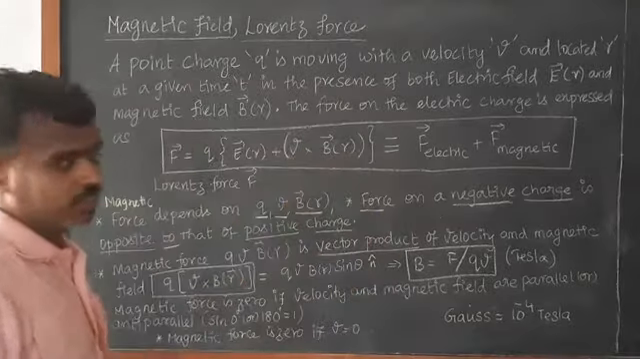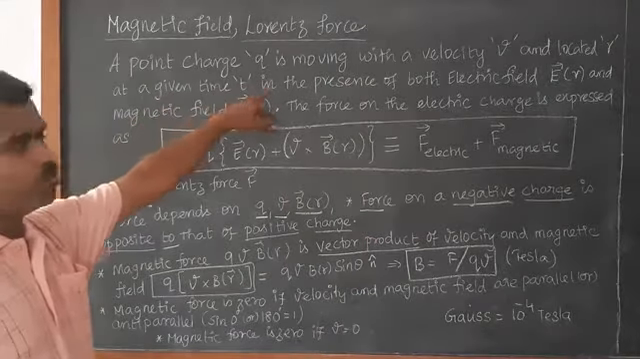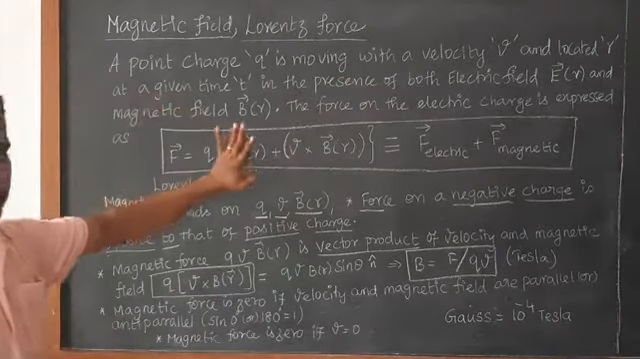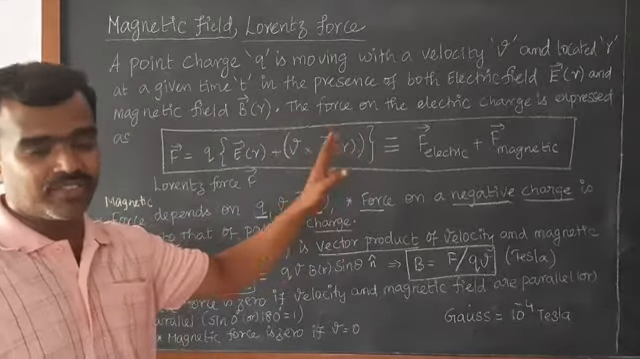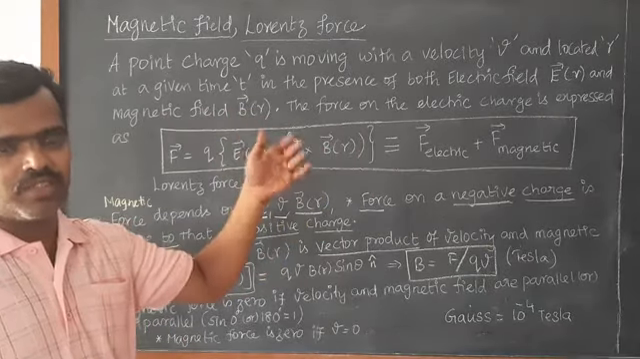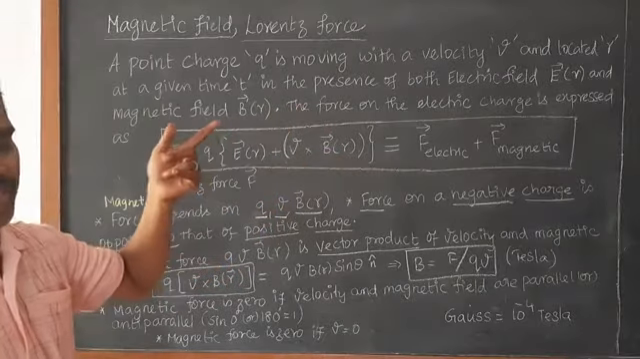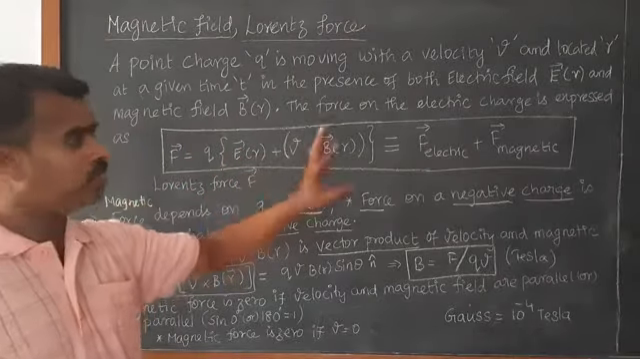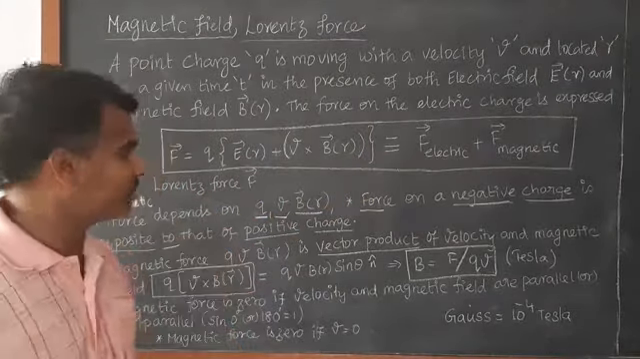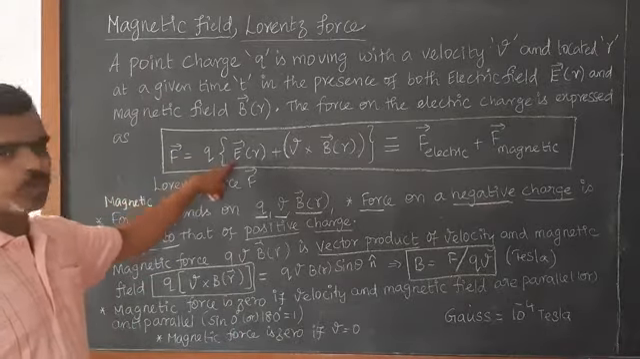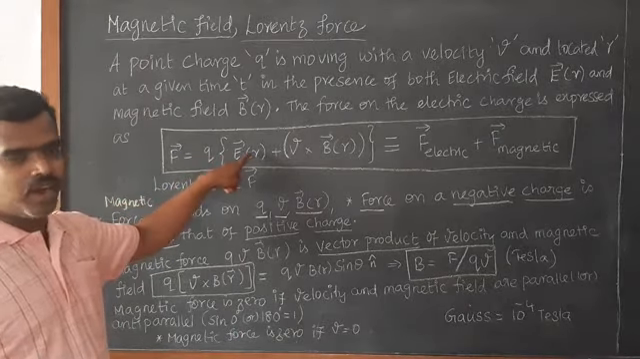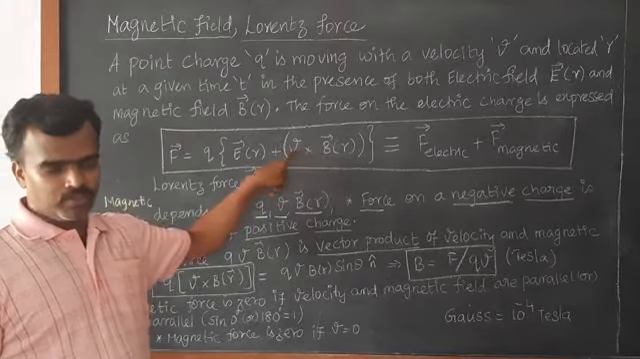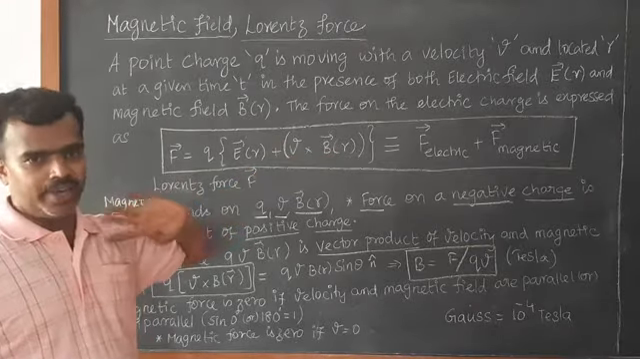Okay, now moving on to the topic. A point charge Q is moving with a velocity v and located at r at a given time t in the presence of both an electric field E vector, a function of r, and a magnetic field B vector, a function of r. Then the force on the electric charge is expressed as F vector is equal to Q into E vector of r plus v vector cross B vector of r.